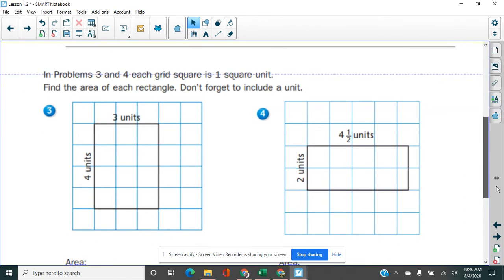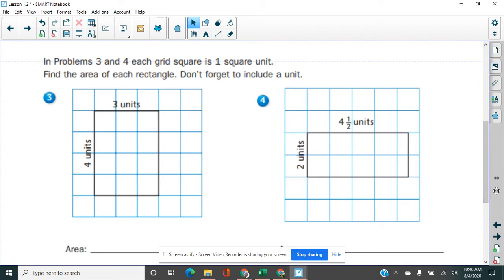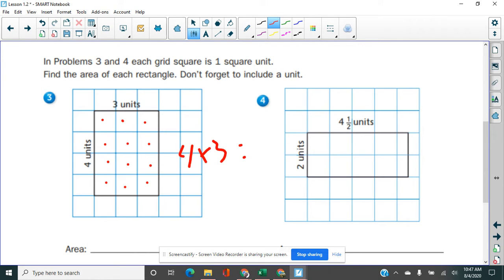So if we look at these two problems, right, we have to find the area. We know that each grid square is 1 unit. We're going to find the area of the rectangle. Don't forget to include a unit. All right, well, you know this one, right? Because whenever we do area, we take length times width. We have 4 times 3. Another way to find area, of course, back from third grade, was just counting these boxes, right? 1, 2, 3, 4, 5, 6, 7, 8, 9, 10, 11, 12. Or 3 times 4 equals 12. So our area down here is 12 square units.